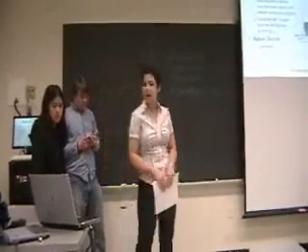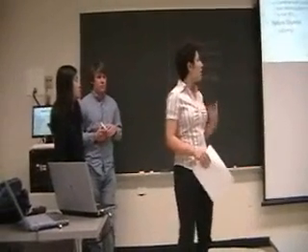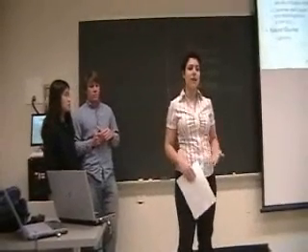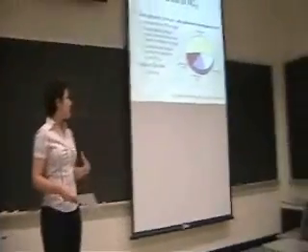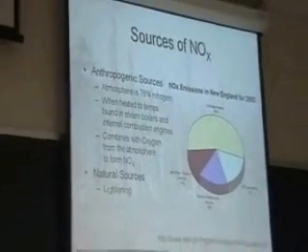the anthropogenic sources. Anthropogenic sources of NOx also come from combustion. The atmosphere is 78% nitrogen, so when that mixes with the oxygen in combustion, it forms NOx. And natural sources are lightning.